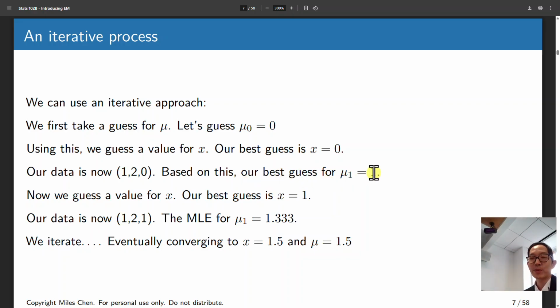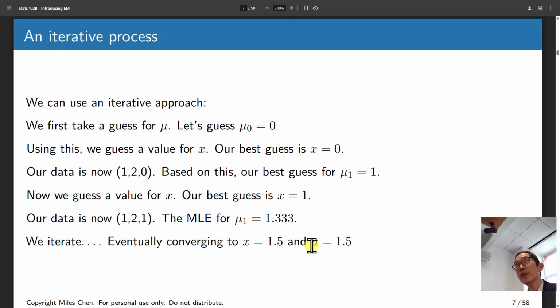Our best guess for mu is 1, and so now if I have to plug in what is my best guess for x, I'll use mu, and then now my data is updated to 1, 2, 1, and if that's the case, then my maximum likelihood estimate for mu is going to be 1.333, the average of 1, 2, 1. Okay, this is not any better. And then we keep iterating back and forth between updating my missing value x and updating my best guess for mu. And eventually we will converge to my best guess for x is 1.5 and my best guess for mu is 1.5. Okay, that's what we end up getting.